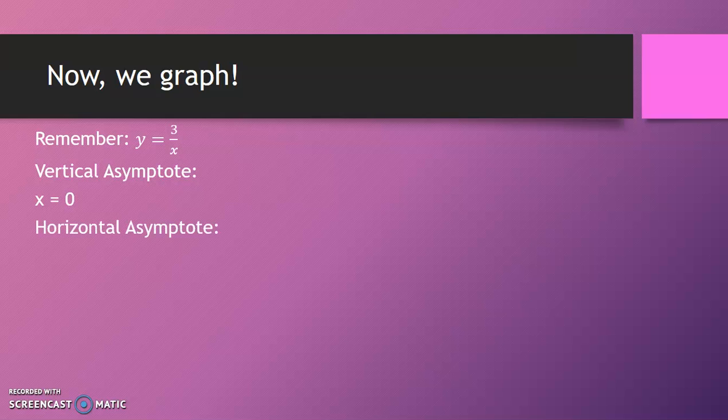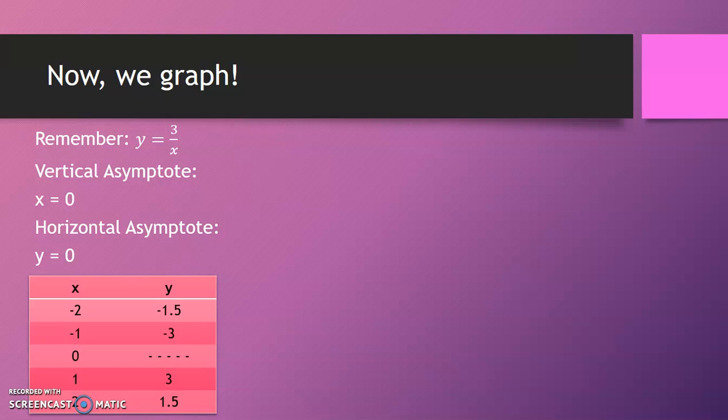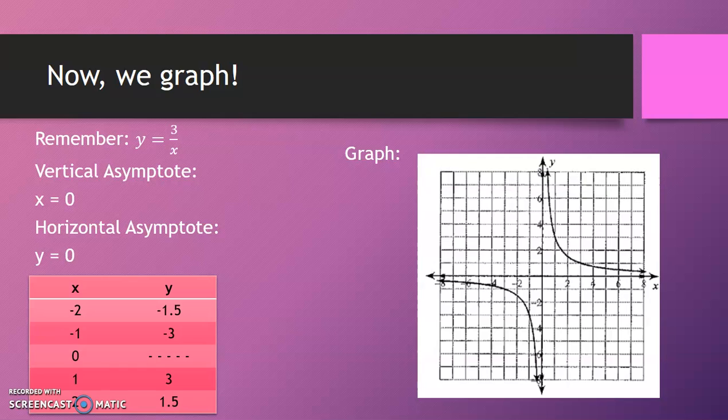So now let's look at the graph. Remember, this is our function, y equals 3 over x. We said that the vertical asymptote was x equals 0, and the horizontal asymptote was y equals 0. Here's our table of values that we used, and so here's what the graph looks like. Now, you may not be able to see the horizontal and vertical asymptotes because, like I said, those are along the x and y axis.